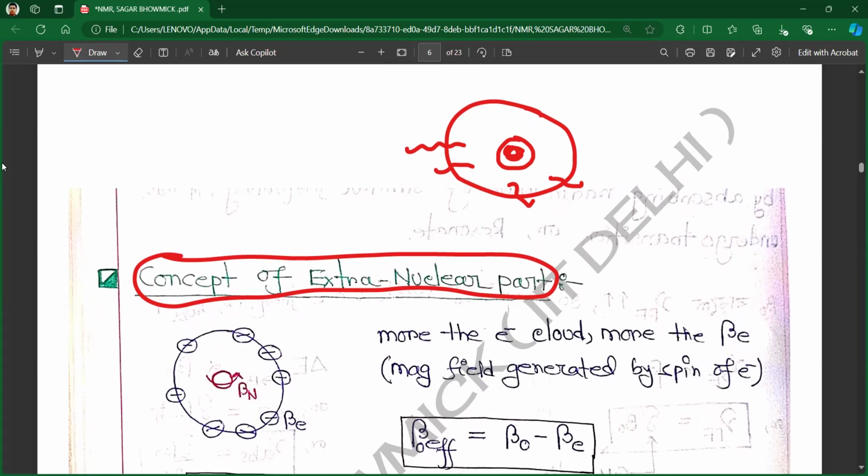In the nucleus, it has spin and it is generating a magnetic field, beta n. Now, in the surroundings there are electrons, and electrons are also charged particles, so they are also moving, and moving means they are also generating a magnetic field. Suppose this is beta e, the magnetic field generated by the electron. The more the electron cloud, the more will be the beta e. That means this beta e will hinder, will shield this beta n.